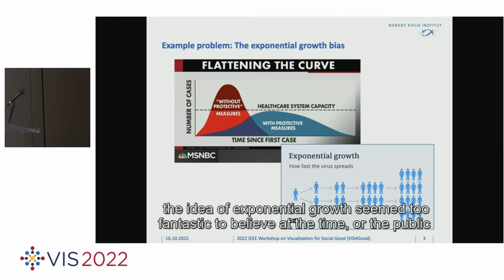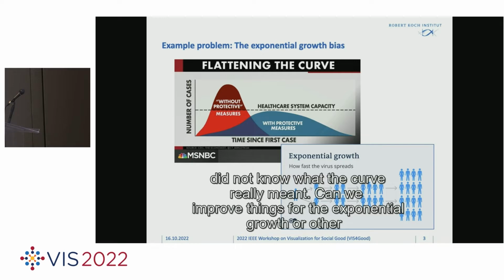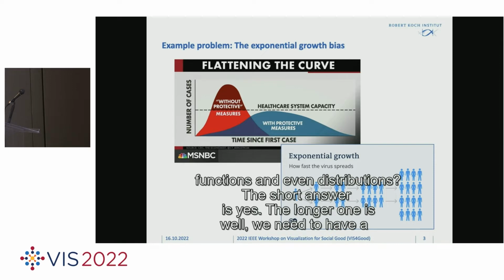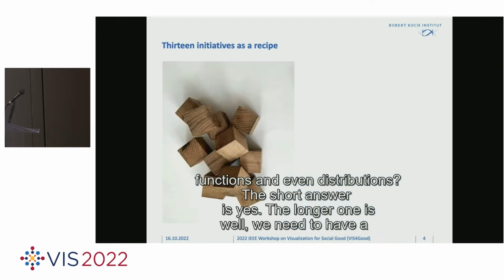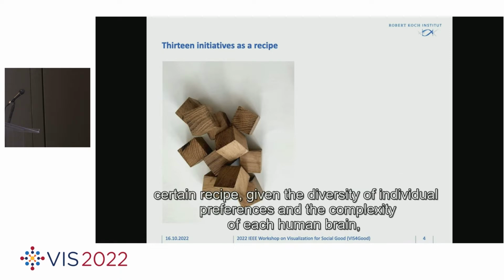Perhaps the idea of exponential growth seemed too fantastic to believe at the time, or the public did not know what the curve really meant. Can we improve things for the exponential growth, or other functions, and even distributions? The short answer is yes. The longer one is, well, we need to have a certain recipe.